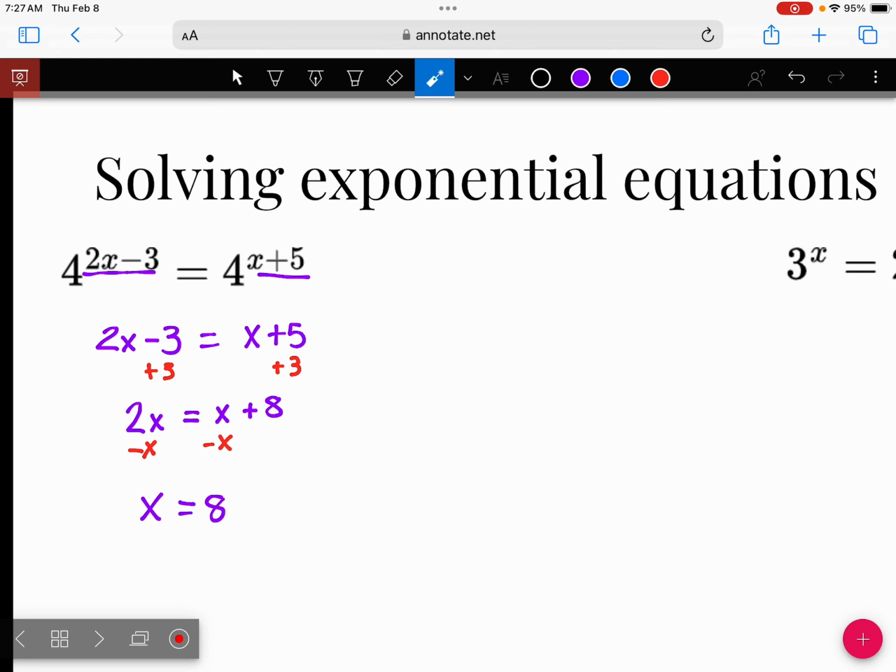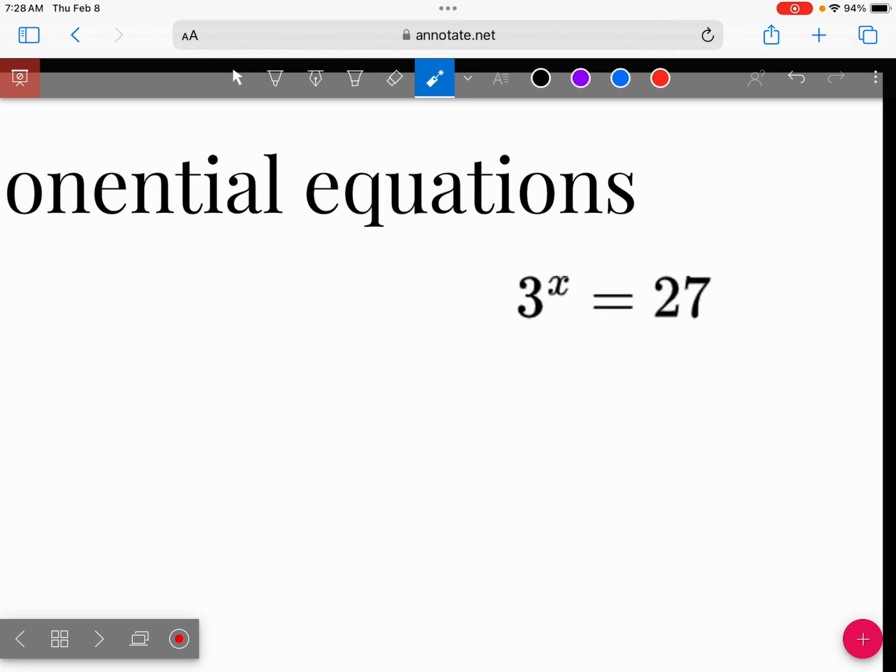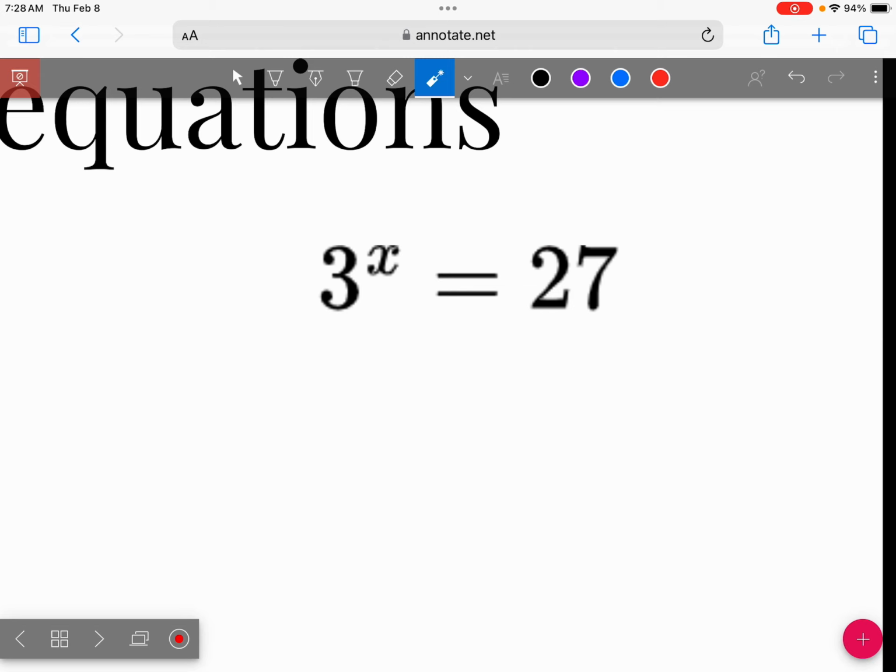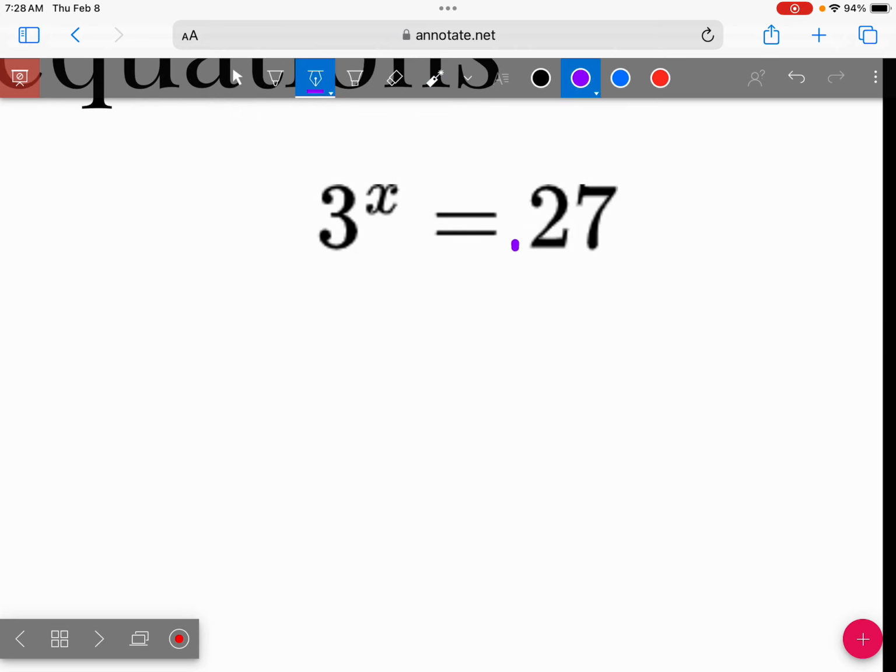So look on the right-hand one. What do we notice about a base of 3 and 27? What do we know about 27? 3 cubed is 27. So I can rewrite this in order to have this base. So we can write this as 3 cubed, and this side is 3 to the x.